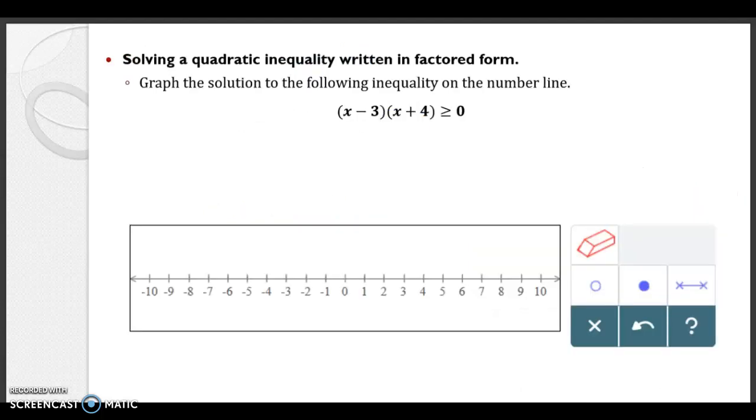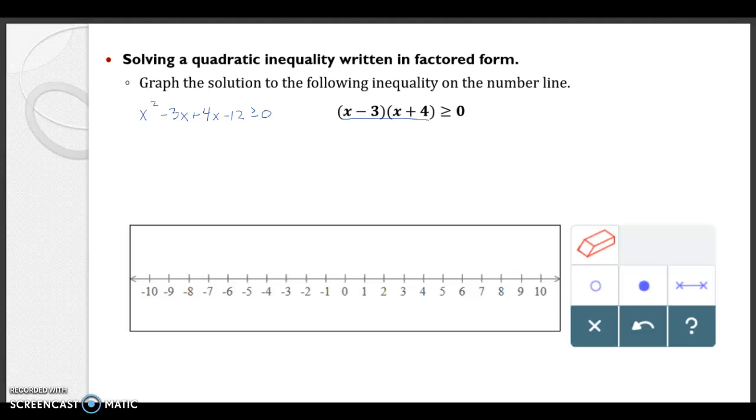So for this inequality, my quadratic is already factored. Okay, that's going to be one of the first steps, is to get it factored. If it was not in factored form, we would have x squared minus 3x plus 4x minus 12 is greater than or equal to 0. Okay, but then we could factor that down. We could combine like terms to get the original, but then we could factor this down.